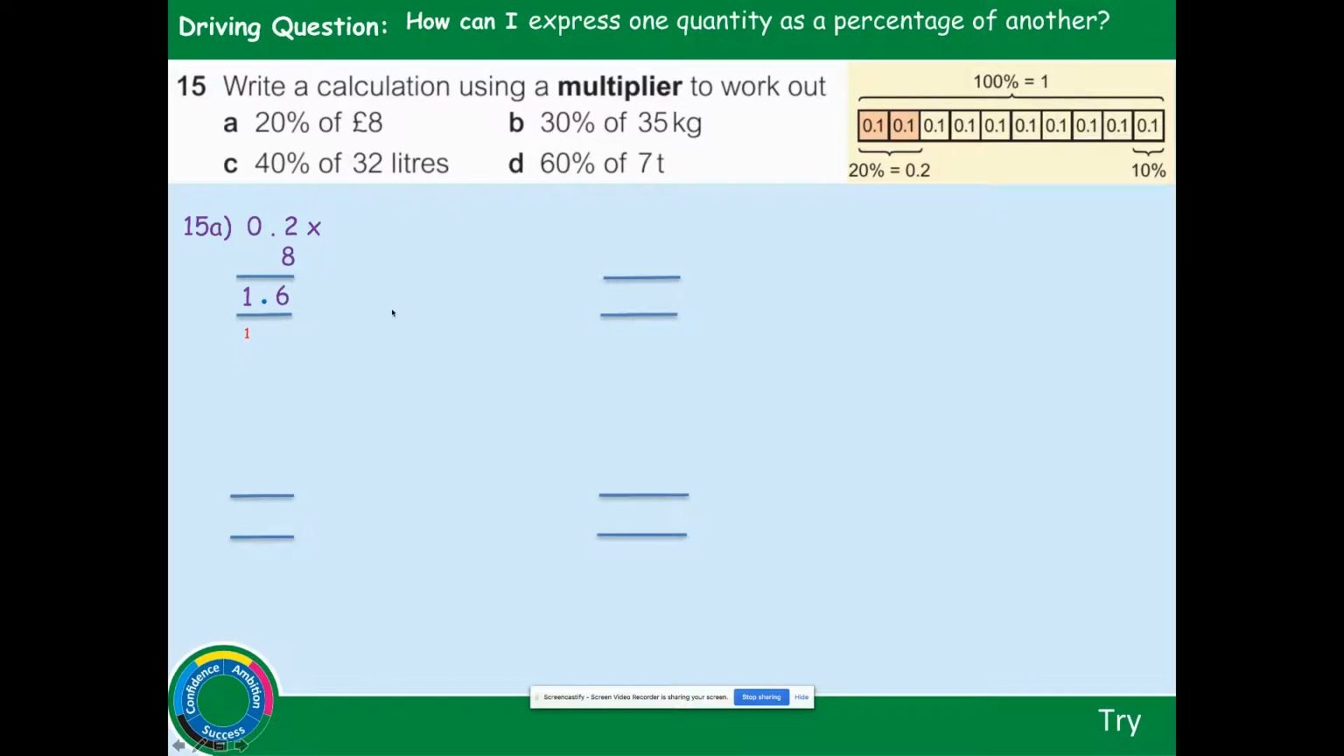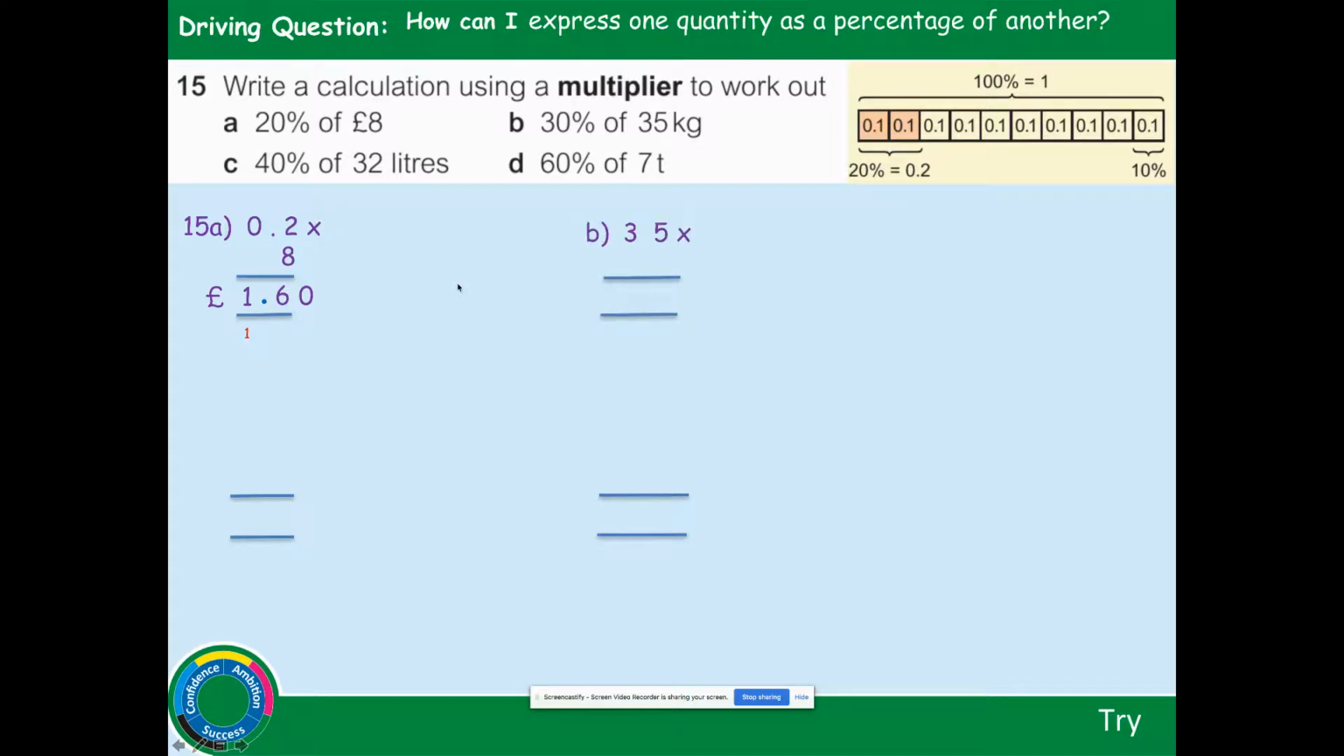So we look at B. We've got 30% of 35. If we look at the grid, 30% would be 1, 2, 3, 0.3. Oh, sorry, going back to A, because it's money, we need to put a 0 on the end to make it £1.60 rather than 1.6.